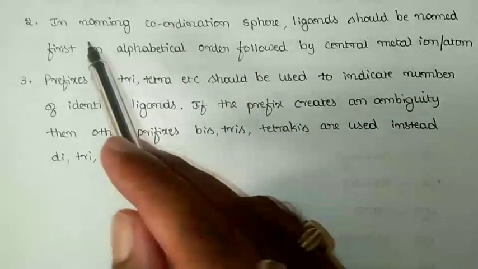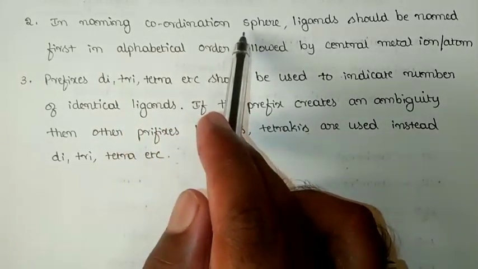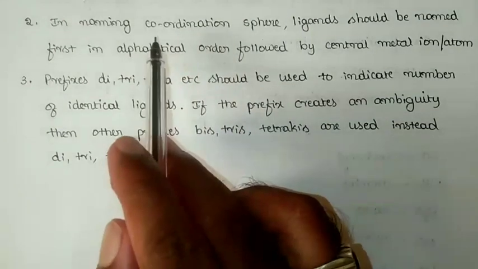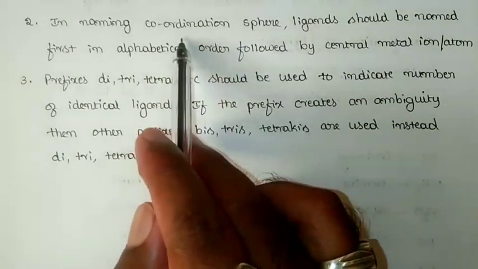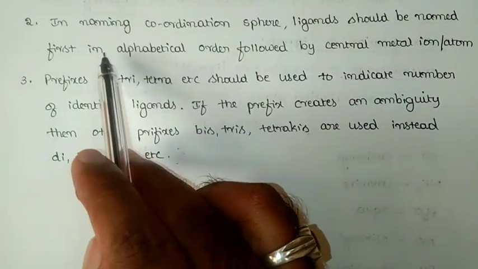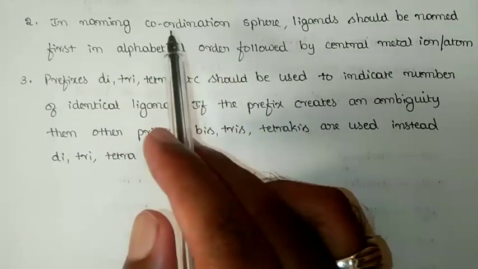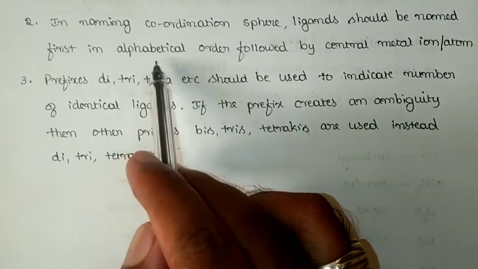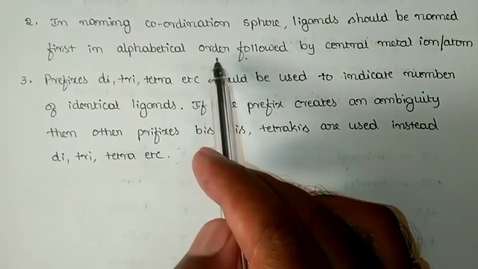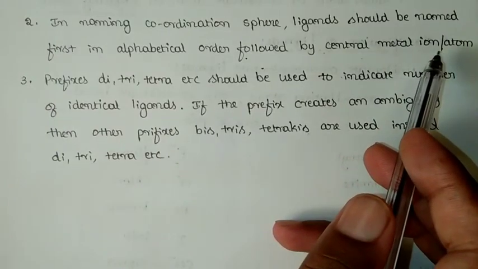And now the second rule is, when you are giving the name for a coordination sphere, we know that there will be a certain definite number of ligands and a central metal ion. Among central metal ion and ligands, the names of ligands are supposed to be named first. When different ligands are present, the names of those ligands are supposed to be given in alphabetical order. Once the names of all the ligands are given, then the name of the central metal atom or ion is supposed to be given.